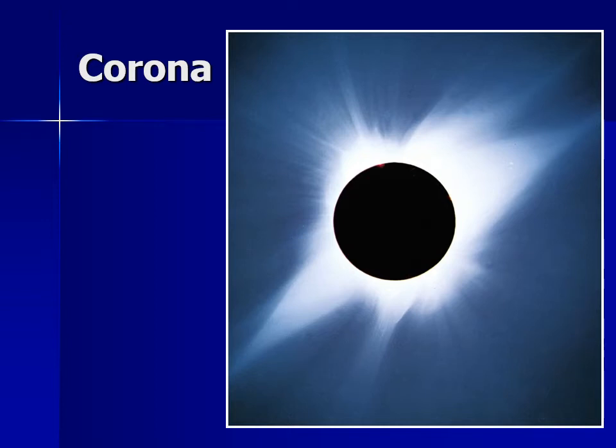So we've talked about the solar atmosphere. The photosphere, that's the part of the sun that you see when you look up in the sky. And so that's the bright part. And then above the photosphere is the chromosphere. So that's also part of the solar atmosphere. It's the outer part of the sun.